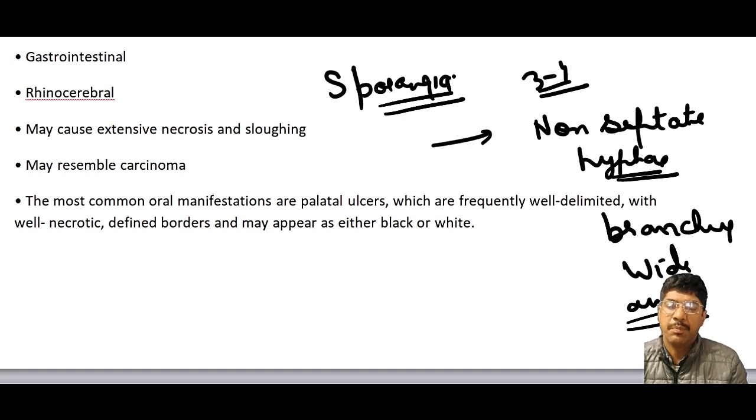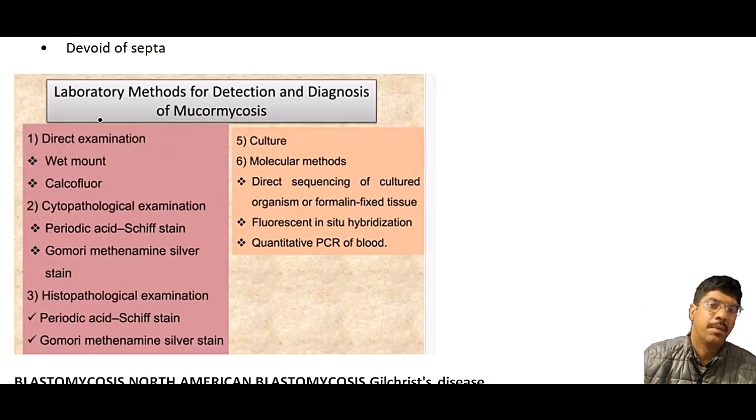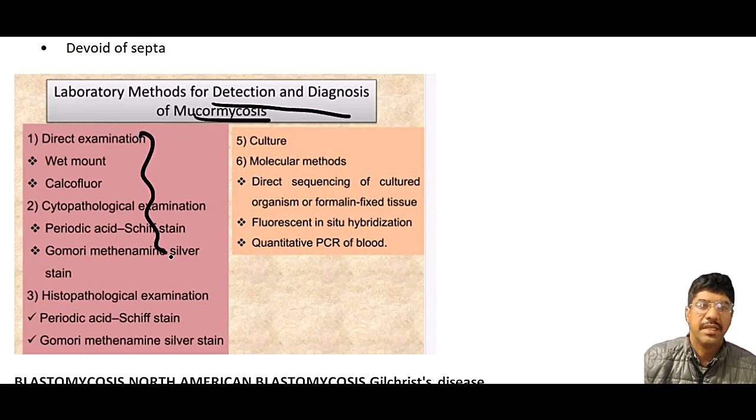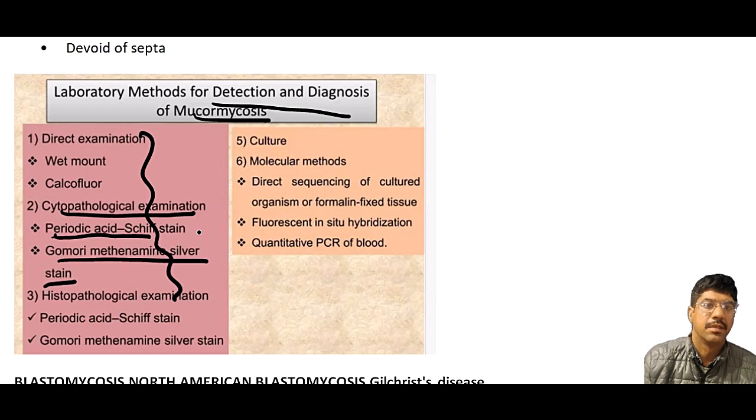While distinguishing mucormycosis from aspergillosis, mucormycosis has bigger hyphae with acute angle branching, while aspergillosis has smaller septate hyphae with a different branching pattern. So these are the laboratory methods of detecting and diagnosing mucormycosis. For cytopathological examination, we can use Gomori methenamine silver stain or periodic acid-Schiff stain.